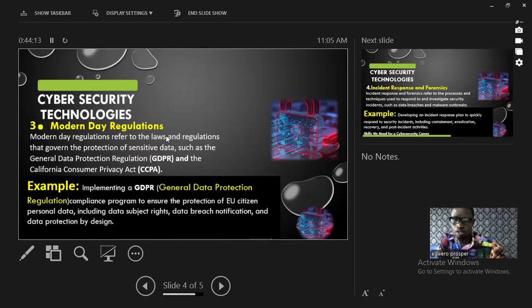Modern day regulation refers to the laws and regulations that govern the protection of sensitive data, such as the General Data Protection Regulation, GDPR. Some of us have been seeing all this, but today you understand what it means. How many of us have ever visited a website and they ask you to accept cookies or reject cookies?